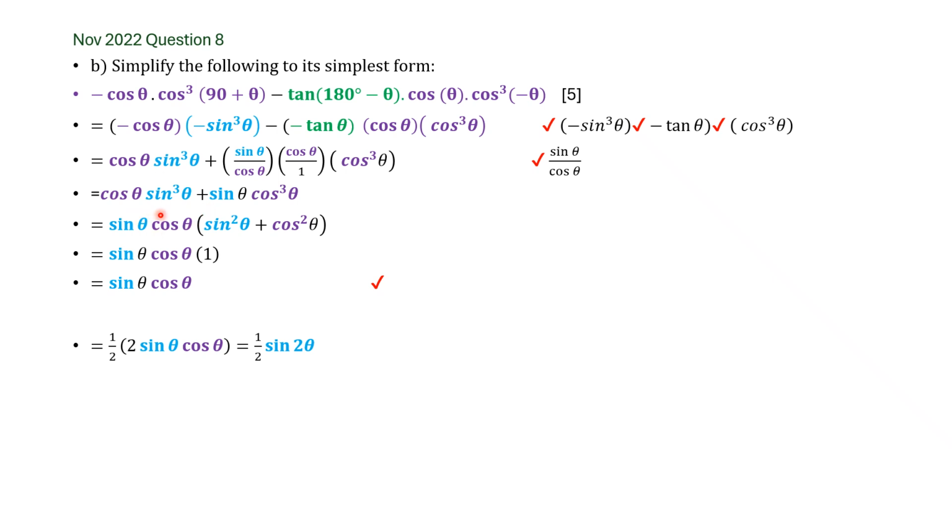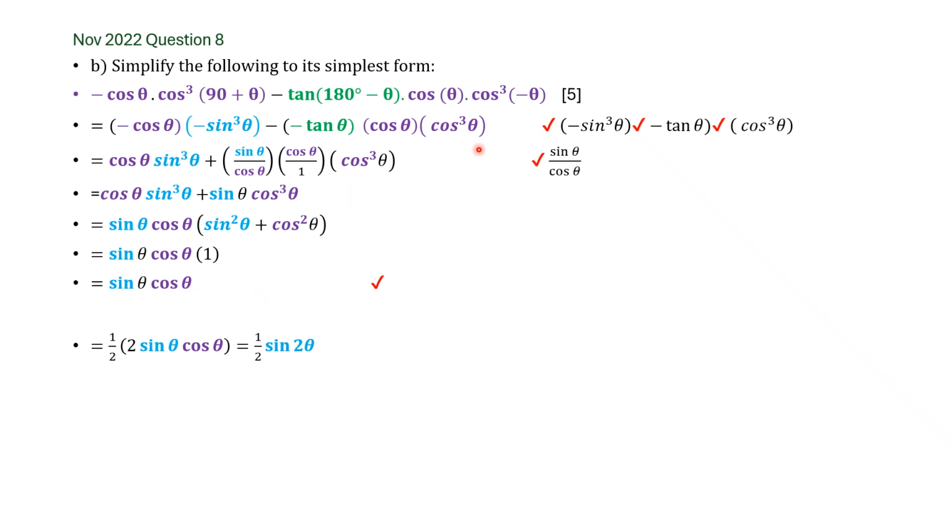So if I take a common factor, sine and cos out. Sine cubed theta divided by sine theta gives me sine squared theta. Cos theta and cos theta cancels. There, sine theta cancels. Cos cubed divided by cos theta gives me cos squared. Then we should remember the square identity. Sine squared plus cos squared equals 1. So sine theta cos theta times 1 simply becomes sine theta cos theta.